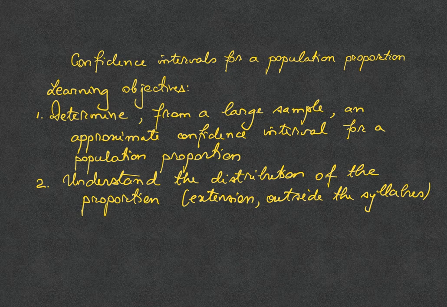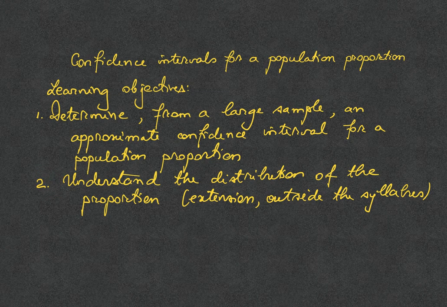Hello everyone. In the lesson today we are going to learn about confidence intervals for a population proportion. So the learning objectives are two. First, determine from a large sample an approximate confidence interval for a population proportion. And we are going to see why it is an approximate one.